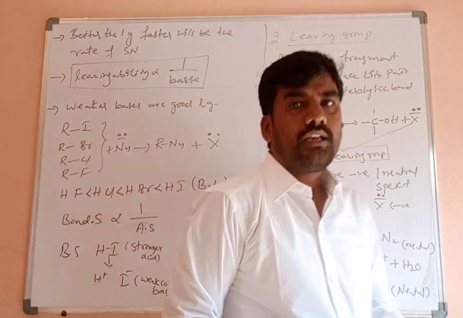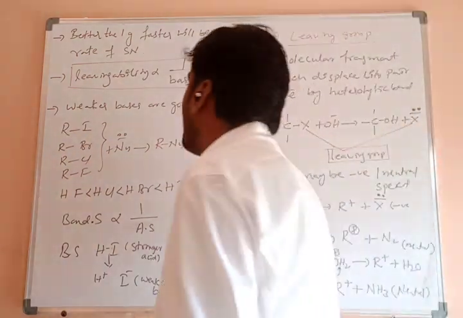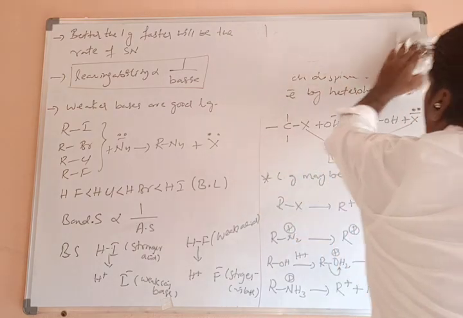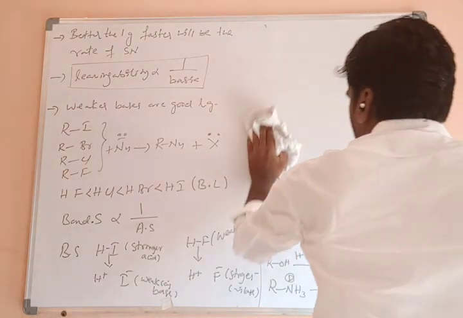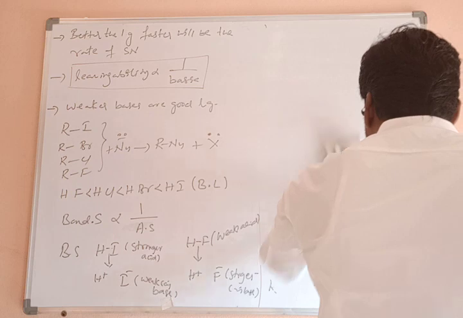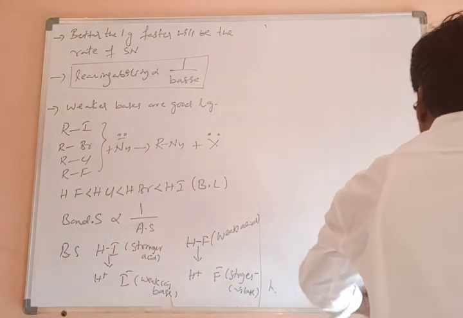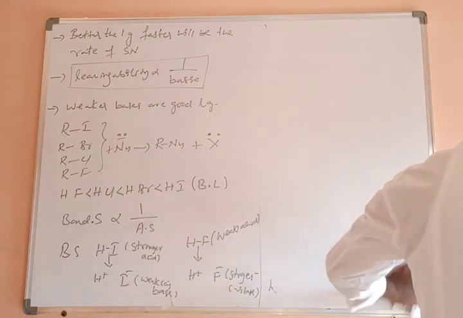Now among all halide ions, which is a weaker base and which is a stronger base? Arrange them in increasing or decreasing order of basic character of halide ions.